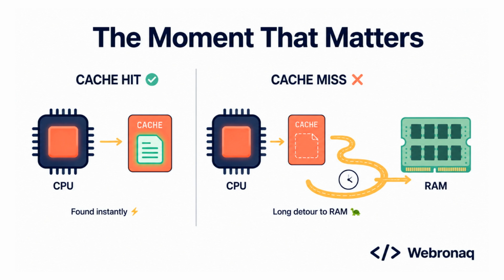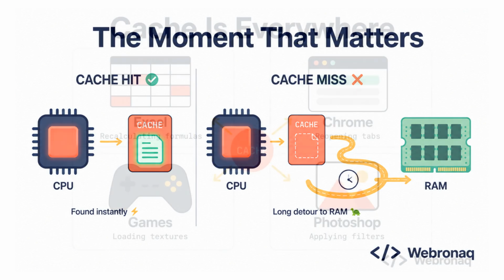That round trip can take 100 times longer than a cache hit. 100 times. And this is why cache matters so much. A program that's cache-friendly, meaning it accesses data in patterns the cache can predict, can run dramatically faster than the same program written carelessly. Same logic, same output. But one finishes in a second and the other takes a minute. Pretty wild, right? Now, let's see where this is actually happening in the apps you use every day.